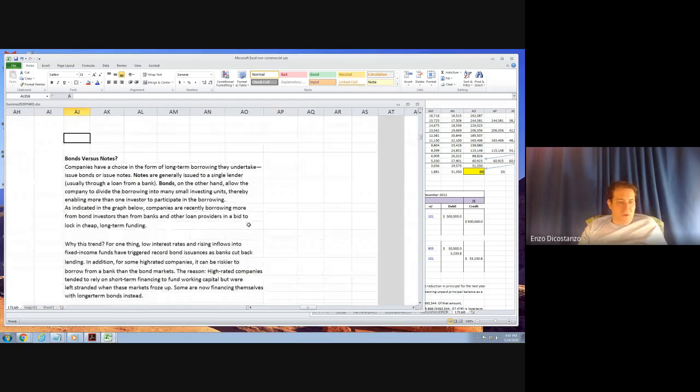Bond versus note. Notes are single lender. Bonds can have a bunch of lenders. They're borrowing from small investing units, kind of a thing.